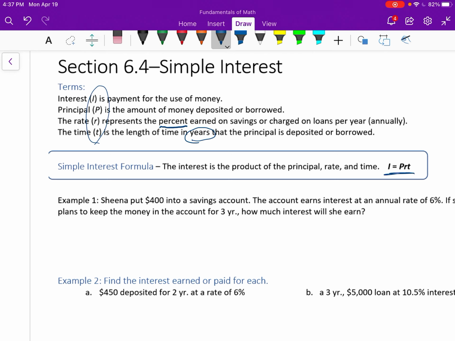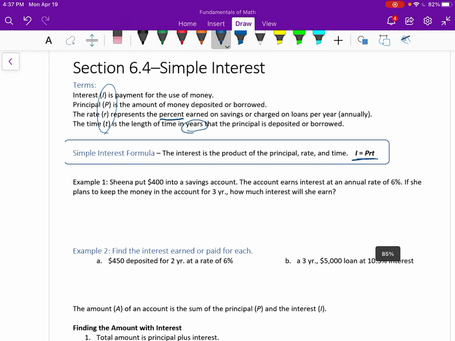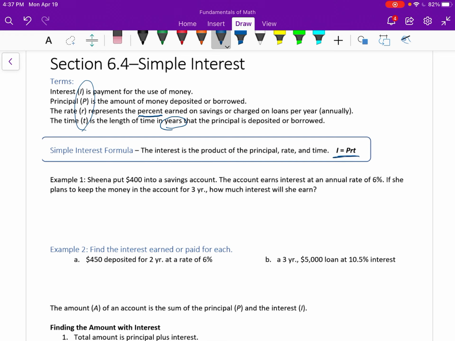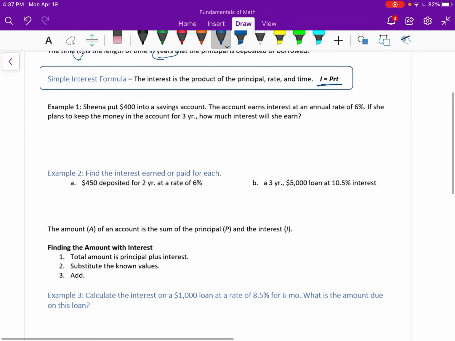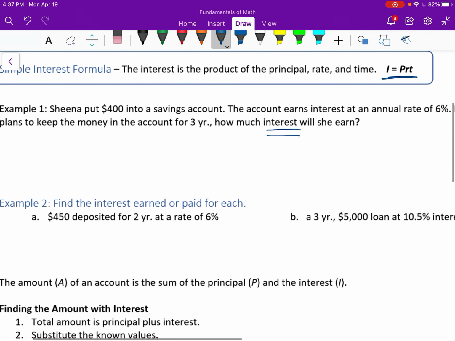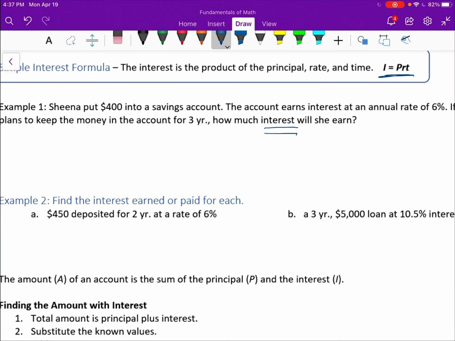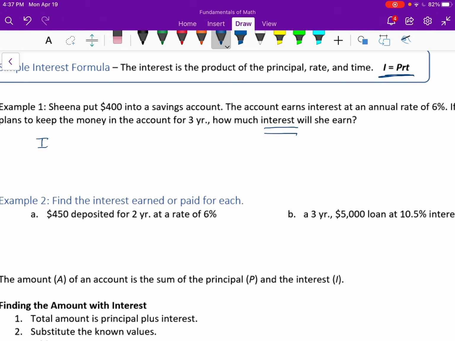Let's jump right in. Sheena put $400 into a savings account. The account earns interest at an annual rate of 6%. If she plans to keep the money in the account for 3 years, how much interest will she earn? Well, that's what we are trying to find. And we know from the simple interest formula that interest equals principal times rate times time. We are trying to find I. Principal, that's the amount that she's putting in. That's the $400.